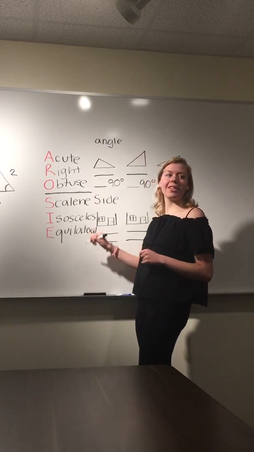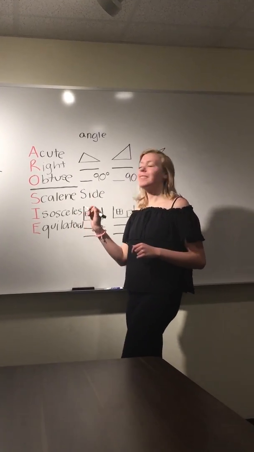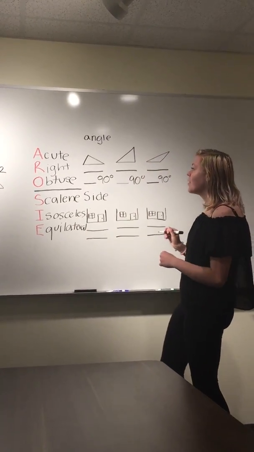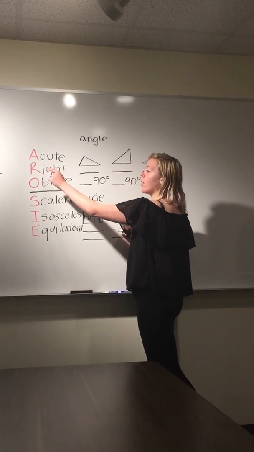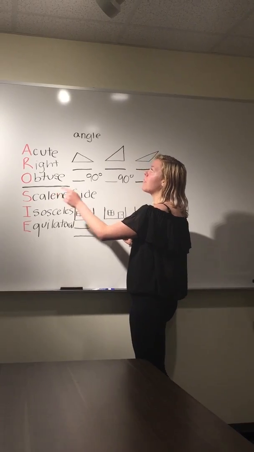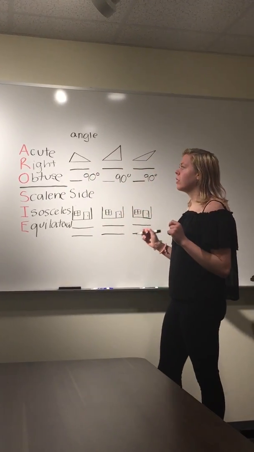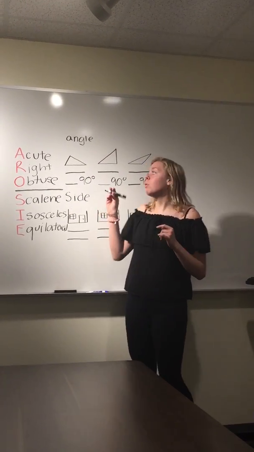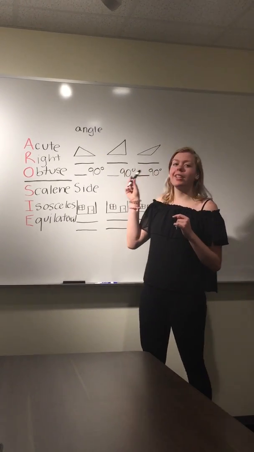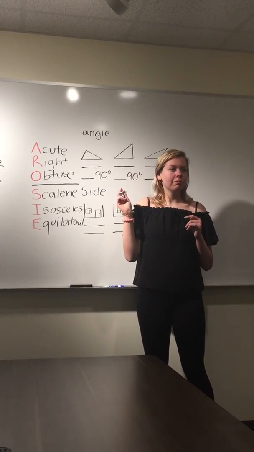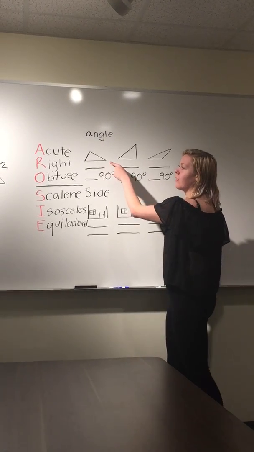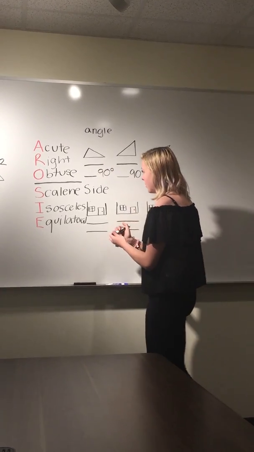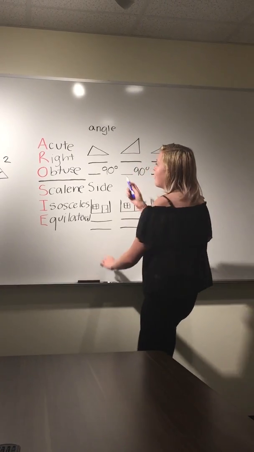All right, does everyone have this written down? Perfect. All right, so the first three that we have in this acronym, the ARO, correlate with the angles of each triangle. So let's try to figure out which one of these triangles is acute. Does everyone know? Anyone? That's okay. So the first triangle we have here is acute. So why don't you write that down with me?